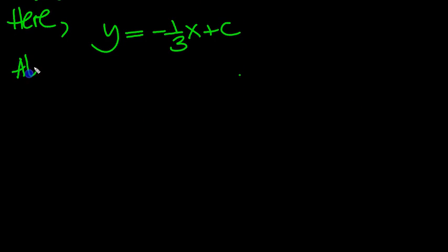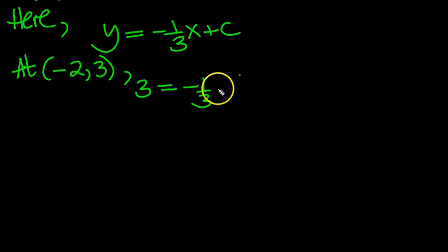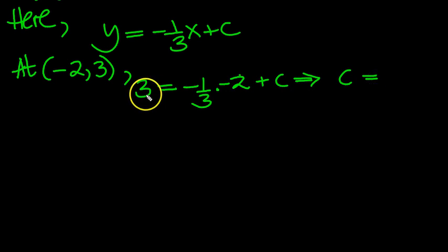So at minus 2, 3, sorry, wasn't it? What do we see? Put the value in, 3 equals minus 1/3. X value is minus 2, so put that in, plus c. And that tells us that c equals then 3, and it will be plus 2/3.